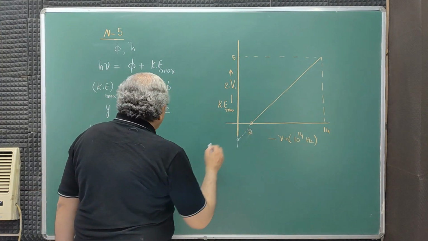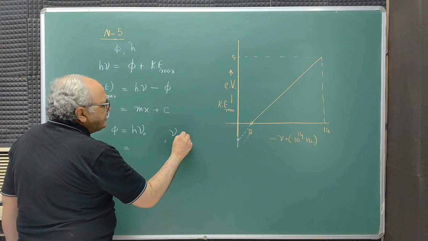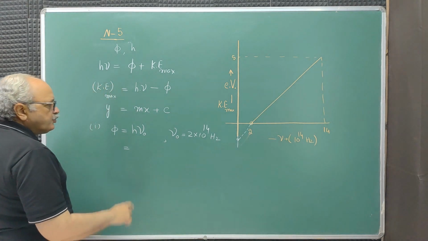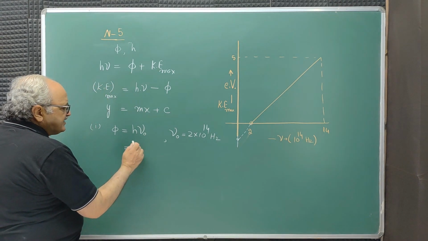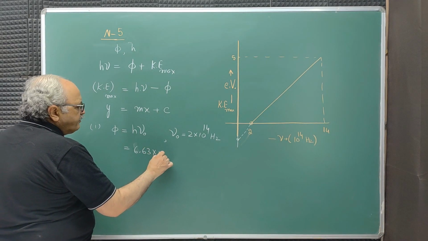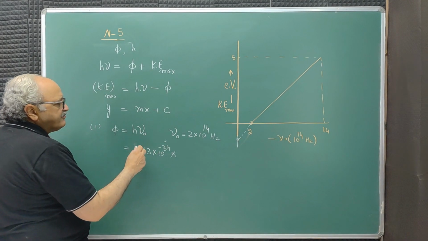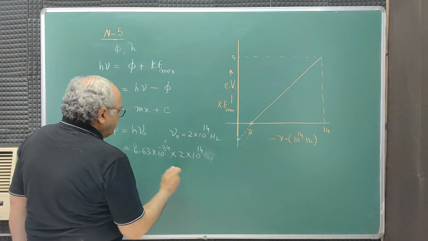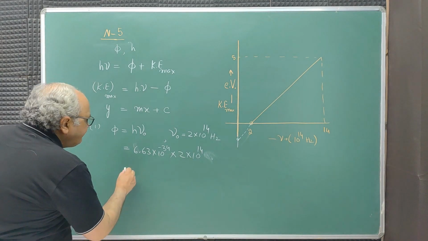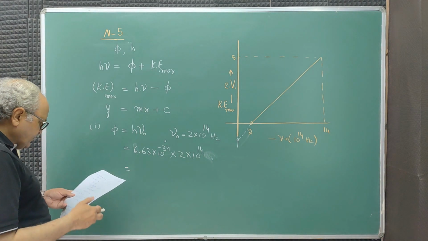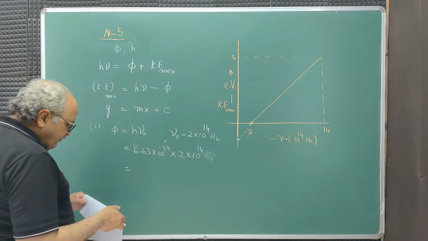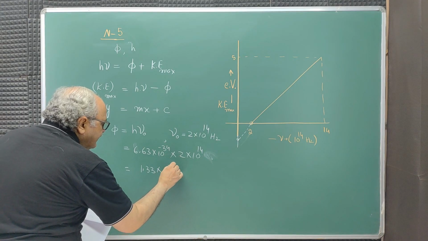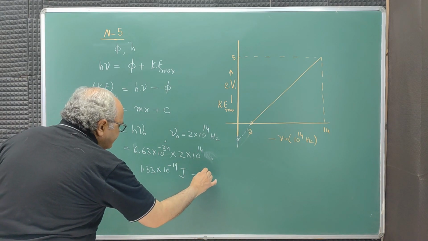You can notice from the graph that the threshold frequency is 2 into 10 to the power 14 Hertz. So you can calculate the work function straight away as 6.63 into 10 to the power minus 34 multiplied by the frequency 2 into 10 to the power 14 Hertz, multiplied by the Planck's constant. If you simplify, the work function comes out to be 1.33 into 10 to the power minus 19 joule. This is the answer for the first part.